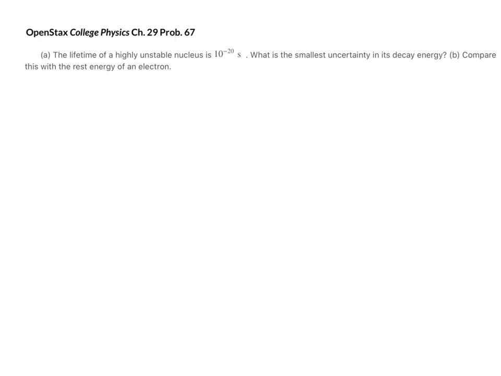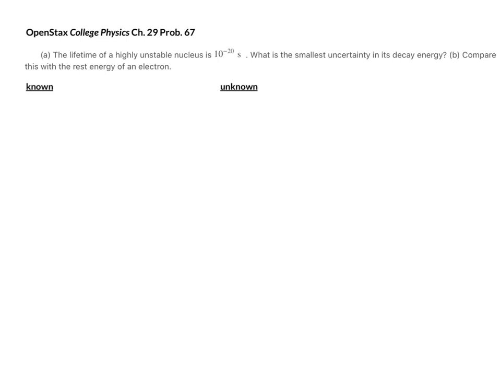Let's look at problem 67 from OpenStax College Physics, Chapter 29. The lifetime of a highly unstable nucleus is 10 to the negative 20th seconds. (a) What is the smallest uncertainty in its decay energy? (b) Compare this with the rest energy of an electron.